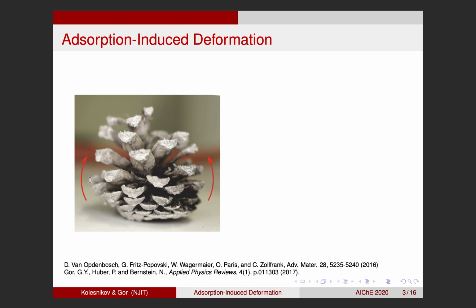All right, what is adsorption-induced deformation? Well, this is quite a ubiquitous phenomenon when porous materials adsorb fluids and change their shape. They expand, they contract. It happens for all materials, and the smaller the pores are, the more pronounced these effects are. A typical example of adsorption-induced deformation is a pine cone. When it's humid, the pine cone closes. When it's dry, the pine cone opens. And this picture is actually not a real pine cone. This is an artificial pine cone made of porous silica, which behaves similarly to a real one.